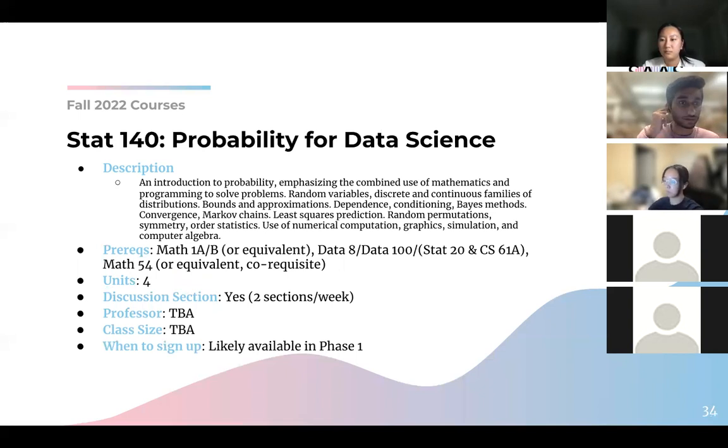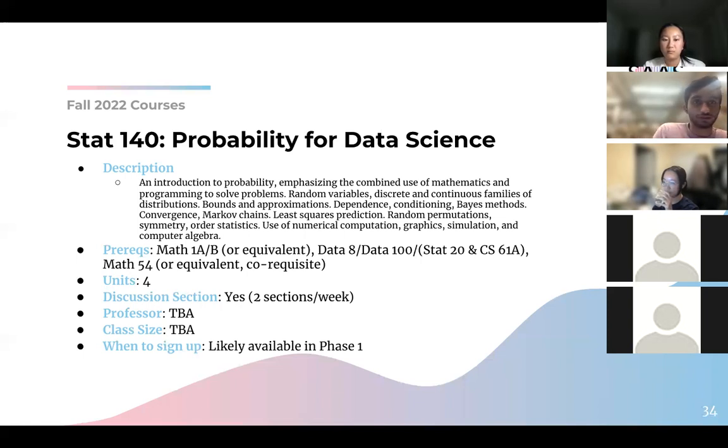Okay, now for 140, it's the alternate class you could take instead of STAT 134. So I think now it's called Data 140 because the data science department essentially just adopted it. So it's the probability course for data science.